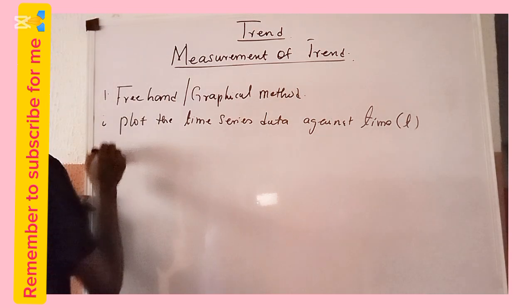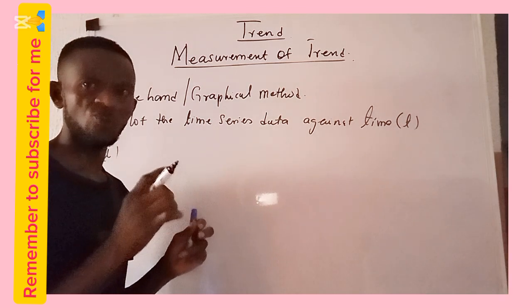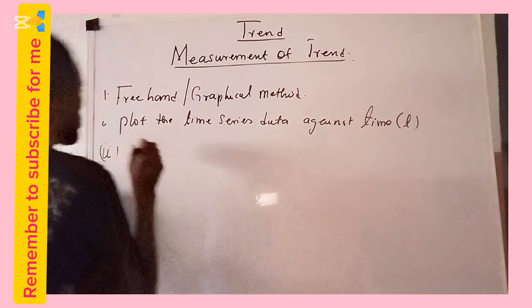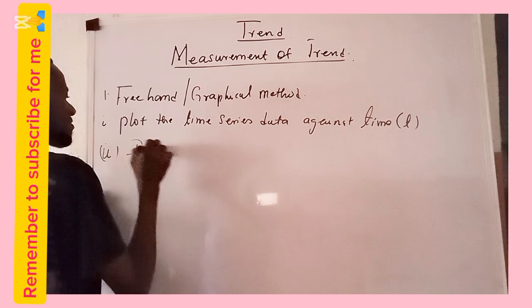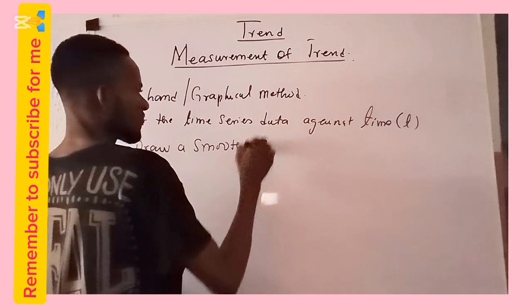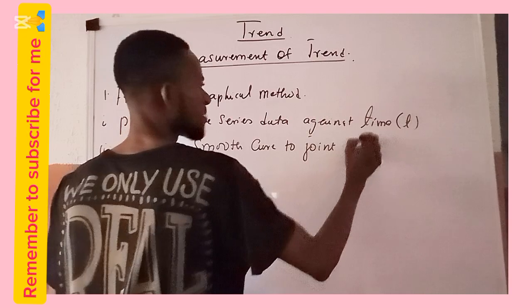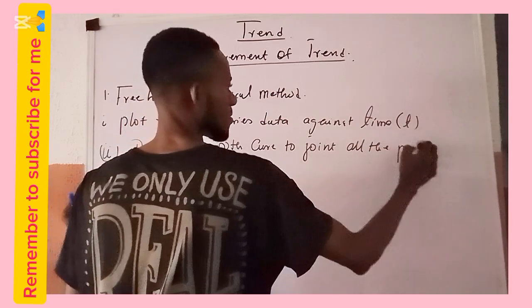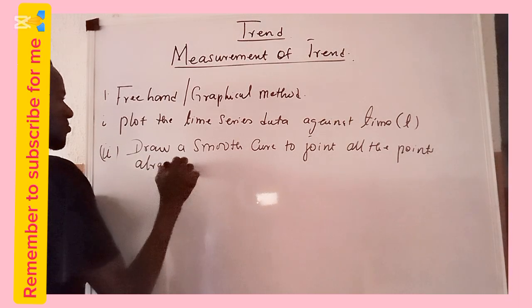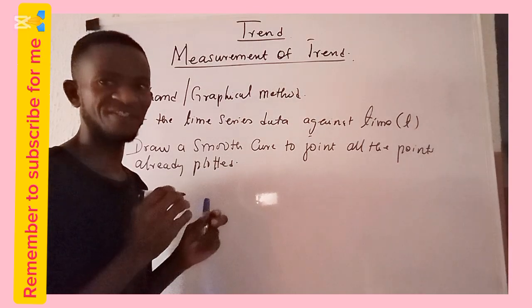Step II: Draw a smooth curve to join all the points already plotted. That is now the second stage.